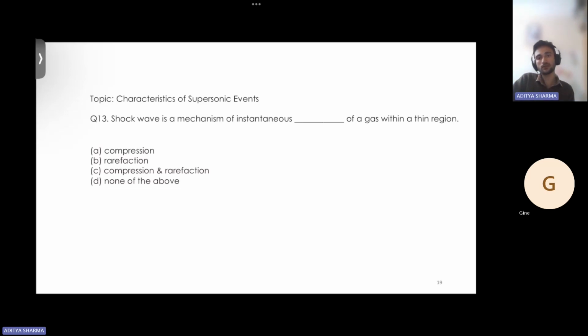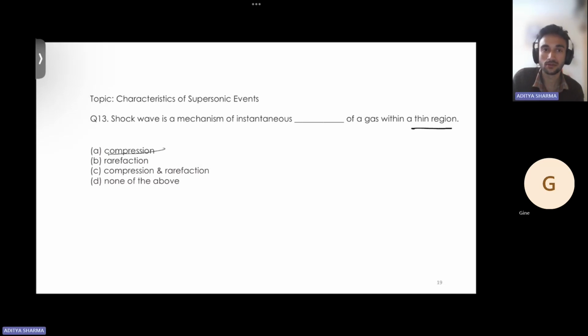A shock wave is a mechanism of instantaneous compression of a gas within a thin region. Compression, okay. Genie says compression. Harshit also says compression.